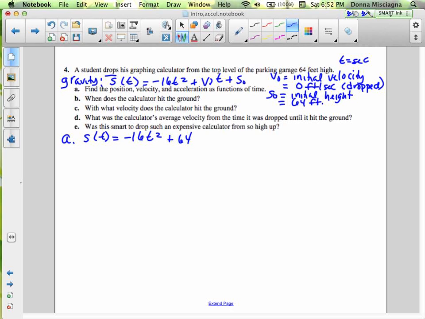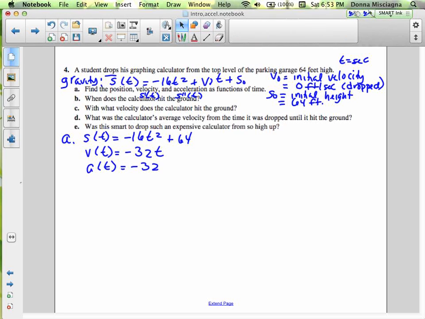And then, of course, v, our velocity equation, is just the derivative of position. So that's going to be negative 32t, and that's it, because the derivative of 64 would be 0. The acceleration is the second derivative of position, so a of t equals negative 32. All right, so we have written our three equations.